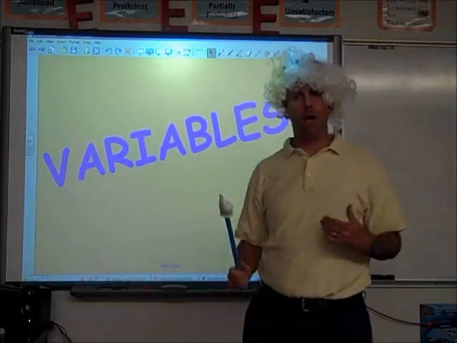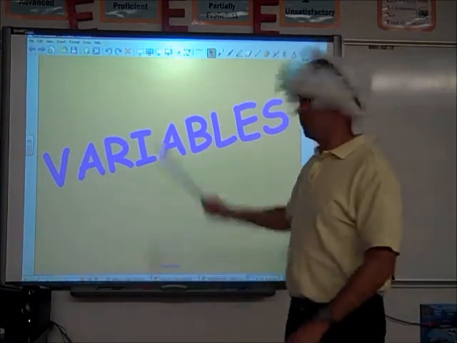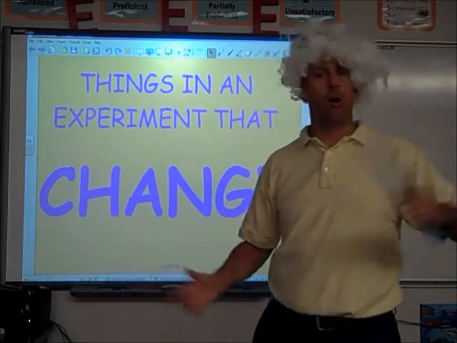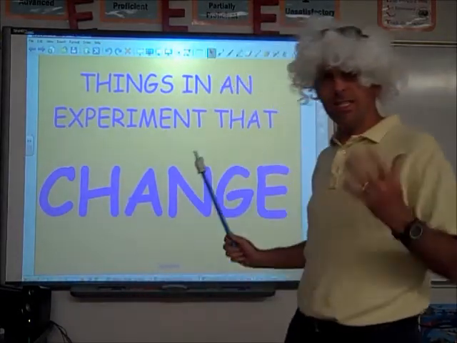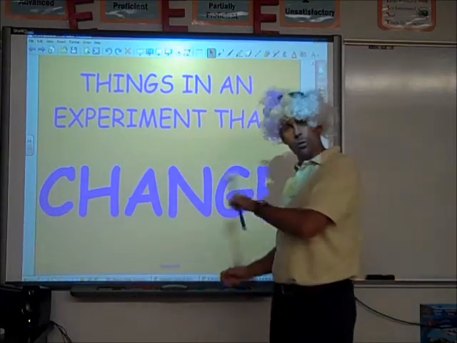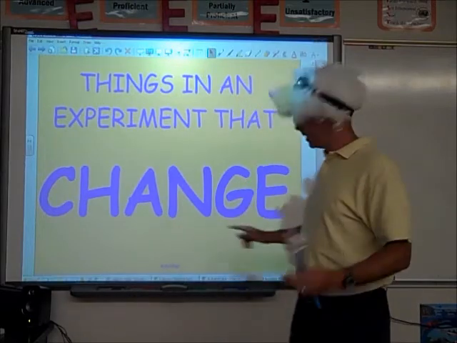First, if you want to know IV and DV, you must know what a variable is. A variable is something in an experiment that changes. It's as simple as that. Now there's two kinds of variables, so we need to look at them. But first, we need an experiment.